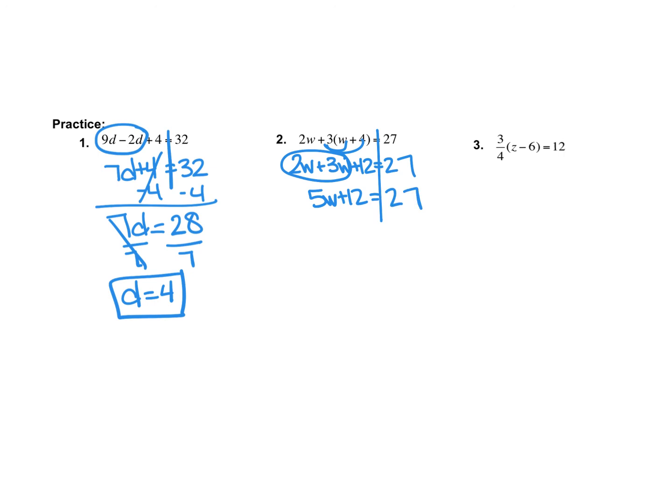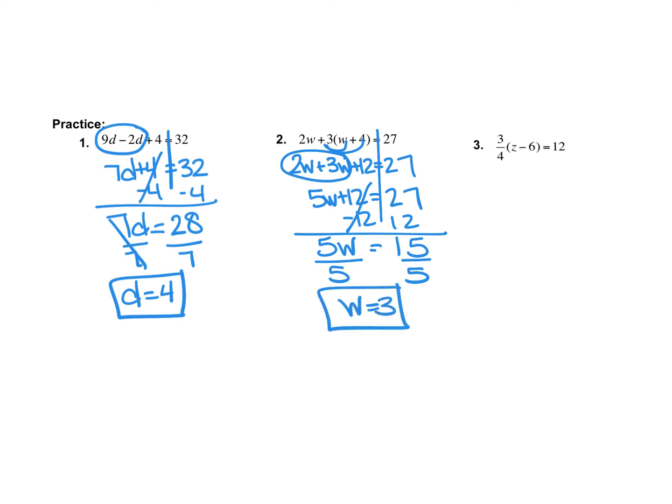All right, so now it's time for us to isolate the variable. I'm going to start by minusing the 12 on both sides. And then our last step here is we want to have that w all by itself, so w is going to be equal to 3. All right, and one more of these.